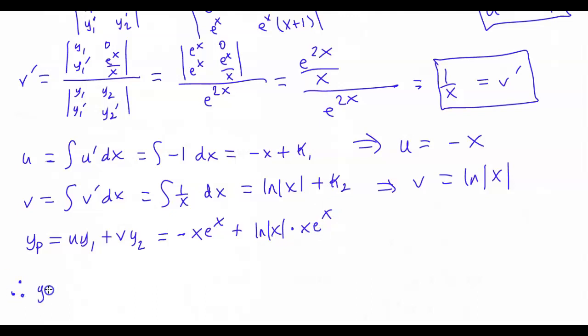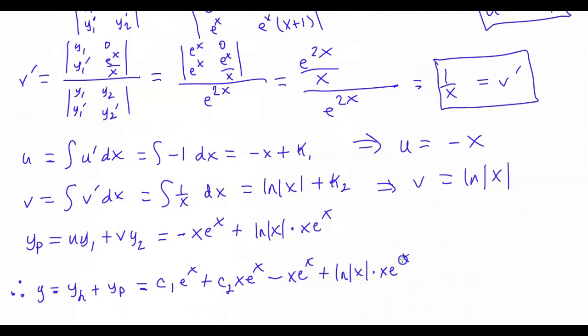And so because of that, we know that our total solution, which is the sum of the homogeneous plus the particular, is going to be c1 e raised to the x plus c2 x e raised to the x. And remember, that comes from our homogeneous solution part, plus, or I should say minus, since this first term here is negative, I'll write it as negative here. So let's say minus x e raised to the x plus natural log of x times x e raised to the x.